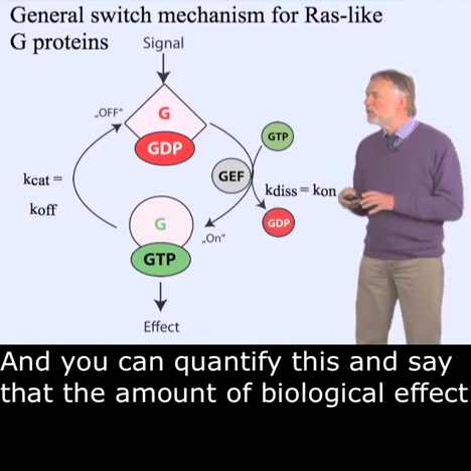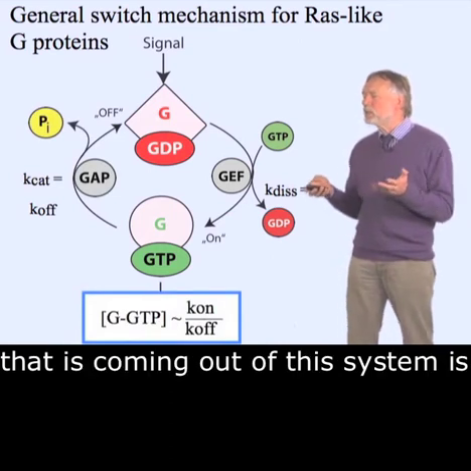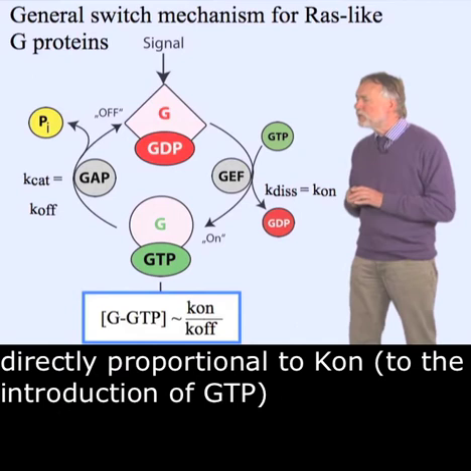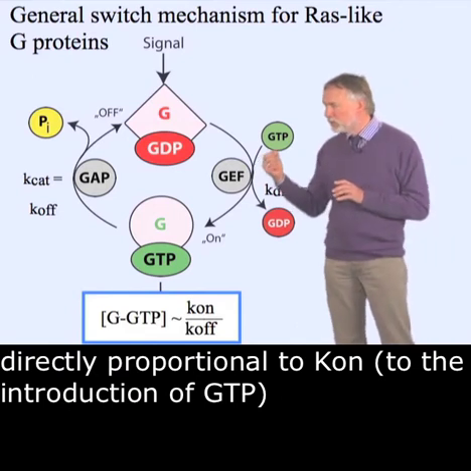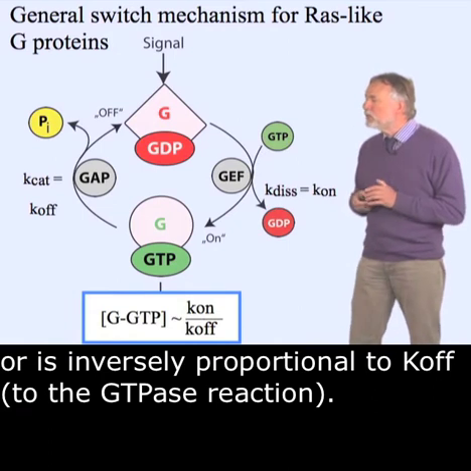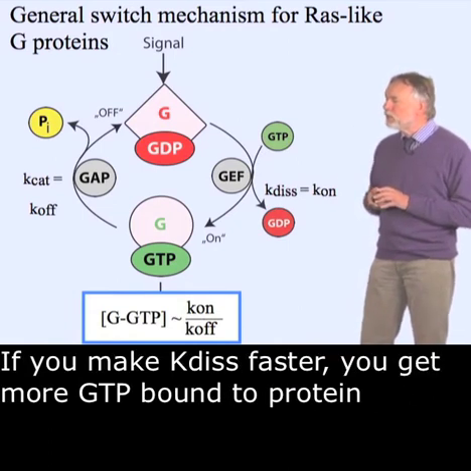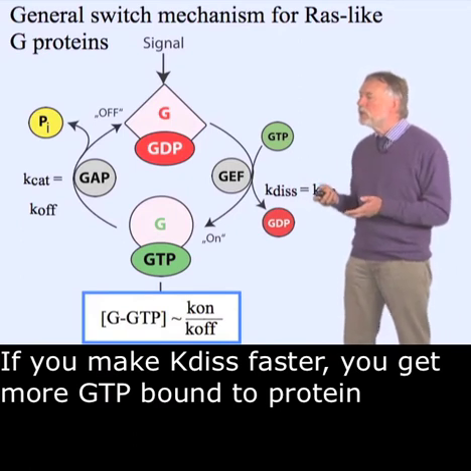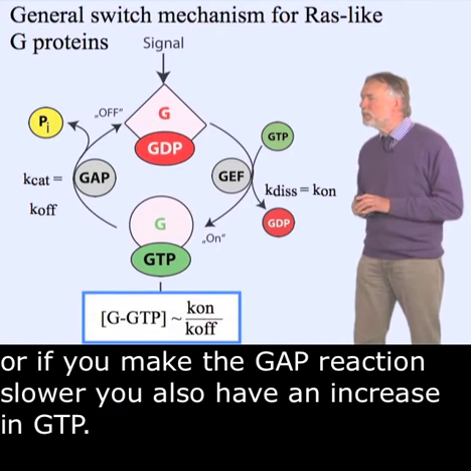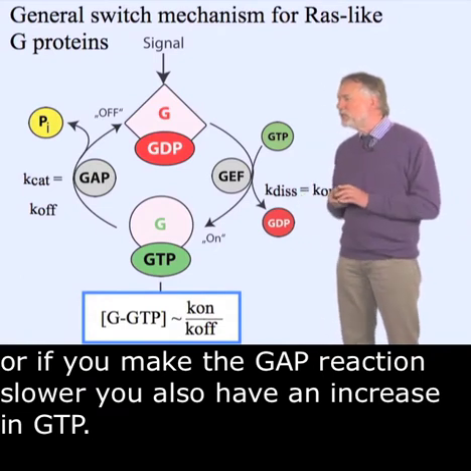Because the effect is finally determined by the GEF reaction or the GAP reaction. And you can even quantify this by saying that the amount of biological effect coming out of this system is directly proportional to K-on, to the introduction of GTP, or inversely proportional to K-off, to the GTPase reaction. So if you make K-dis faster, you get more GTP-bound protein, or if you make the GAP reaction slower, you also have an increase in GTP.